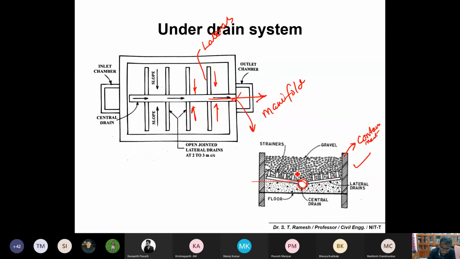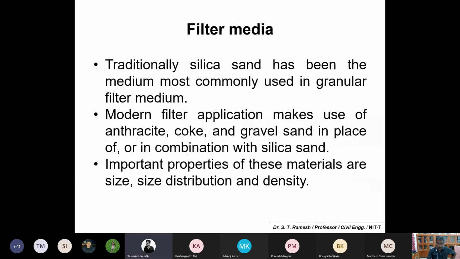That's all. So this pipe will be helpful for the collection of treated water during operation, and during cleaning you can allow the pressurized water to force through these under drains, thereby this complete filter bed is backwashed without any difficulty. Is it okay? Yes, sir.